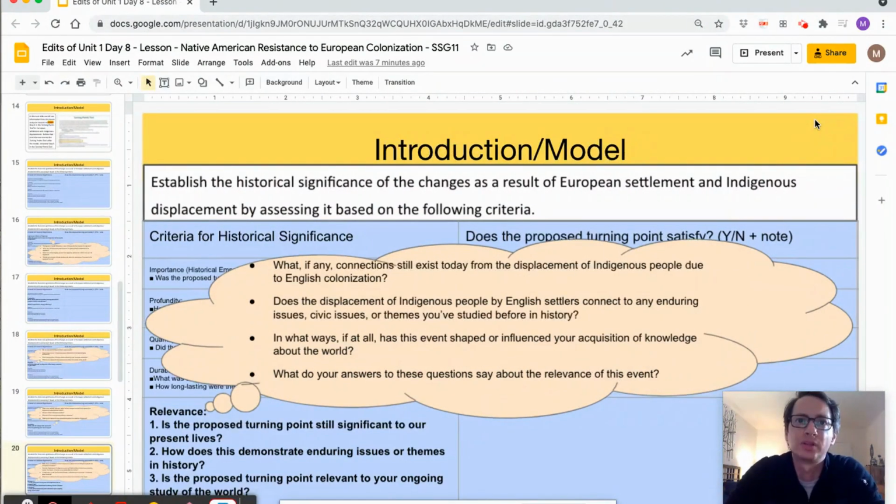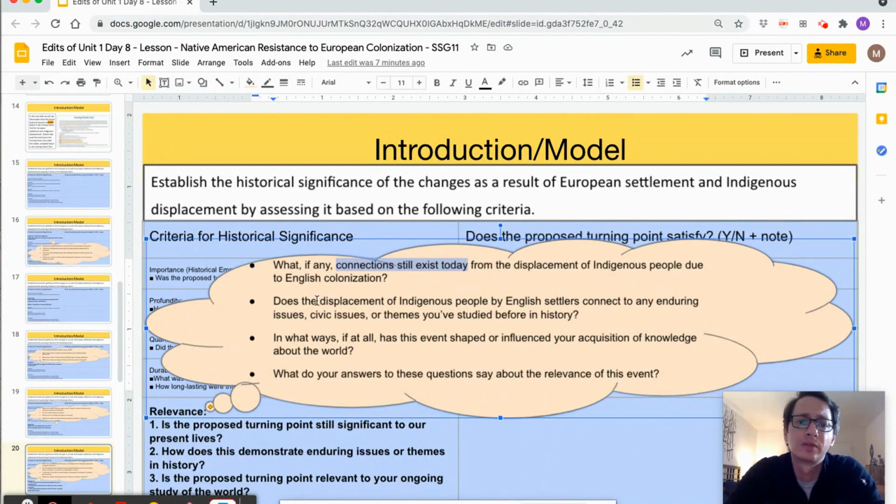And last is Relevance. Out of all these criteria, this one requires the most analysis. And you can see here that you want to consider connections that still exist to today's world, whether the displacement of indigenous people by English settlers connects to any enduring issues, civic issues, or other themes that you've seen before in history, and also how this event has shaped or influenced your acquisition of knowledge about the world.